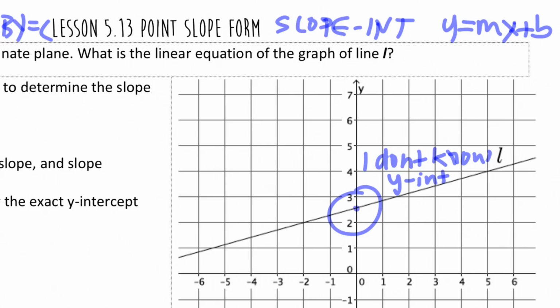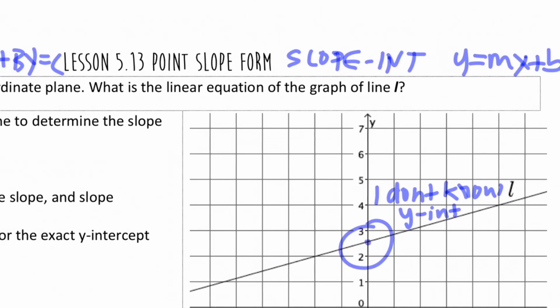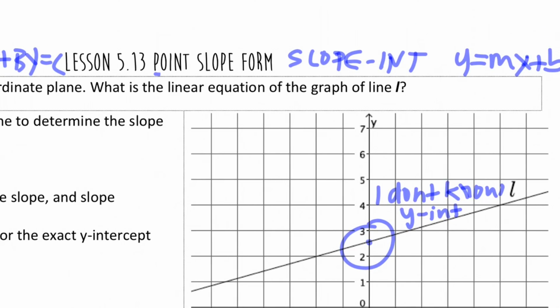So the first thing I'm going to do is show you one way that you can write an equation if you don't know the y-intercept. And then I'm going to show you how you can actually use another form of equation, point-slope form, to write it. And it's a little bit easier than this first way I'm going to show you.